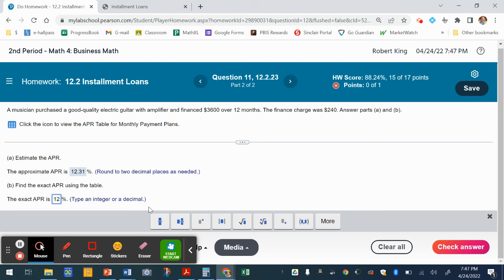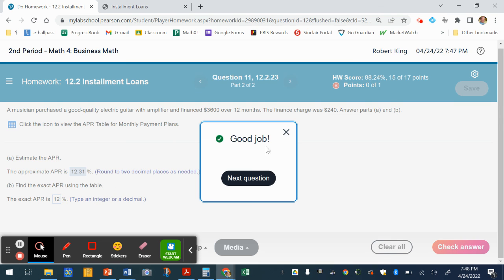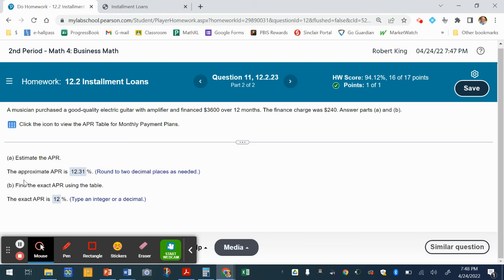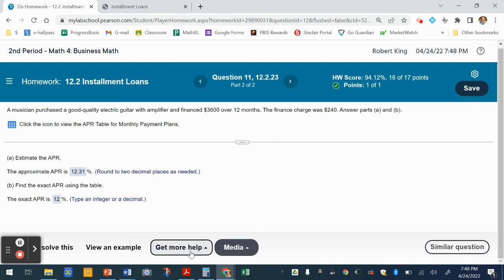And you'll notice the difference. The estimated or approximate APR was 12.31. The exact is 12. So the estimated is a little high, which is better to estimate a high number when you're trying to figure out which is the better price than to underestimate and end up making a bad financial decision. So that's how you find the two different APRs, the approximate versus the exact.